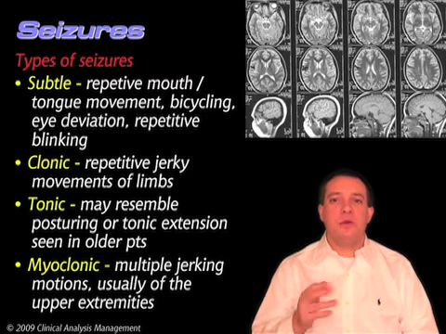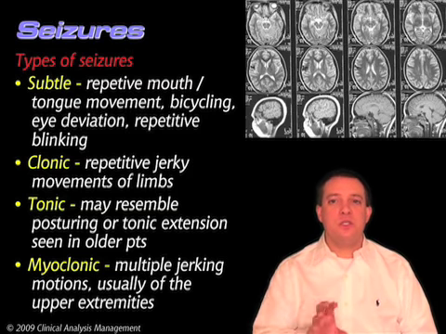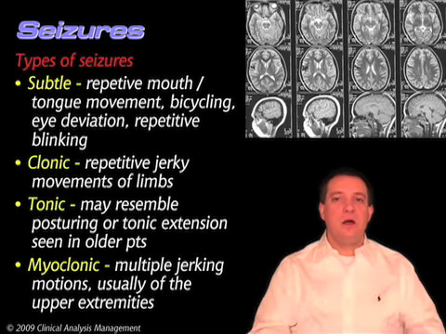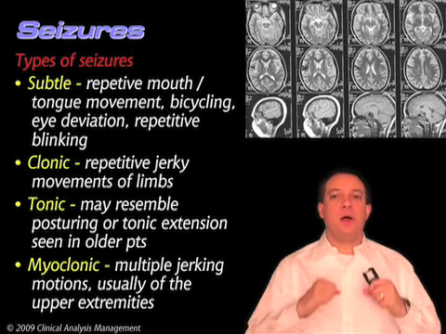So let's just review again the breakdown of the different types of seizures. We just talked about subtle. Remember that when we talk about clonic seizure activity, what we're talking about is the movement, the extension and flexion that alternate. So we're talking about what we think of when we think of a seizure, lots and lots of movement.